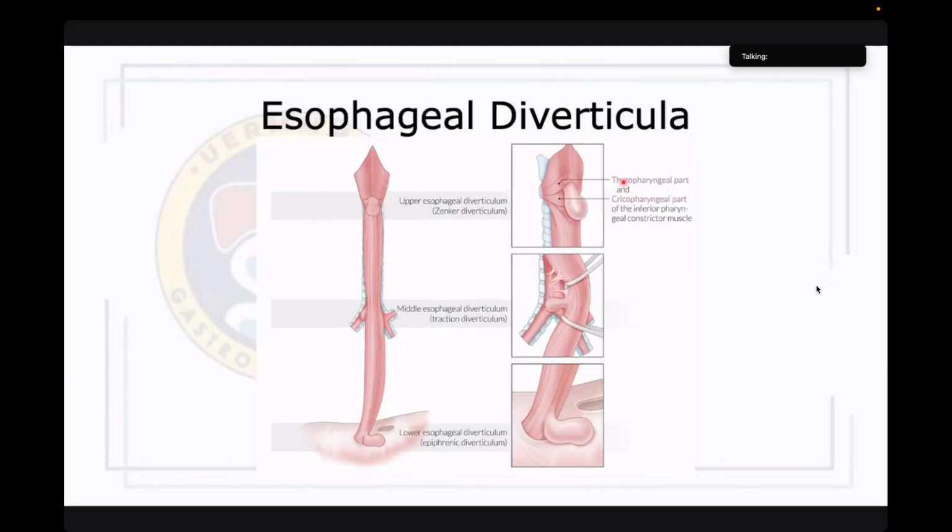The most proximal is the upper esophageal diverticulum or hypopharyngeal, particularly the Zenker's diverticulum. At the lower end of the esophagus, we have the epiphrenic, which is the most common. Both epiphrenic and Zenker's diverticula are false diverticula. They involve herniation only of the mucosa and submucosa through the muscular layer of the esophagus. And in the middle, we have the only true esophageal diverticula. We have the mid-esophageal diverticulum.